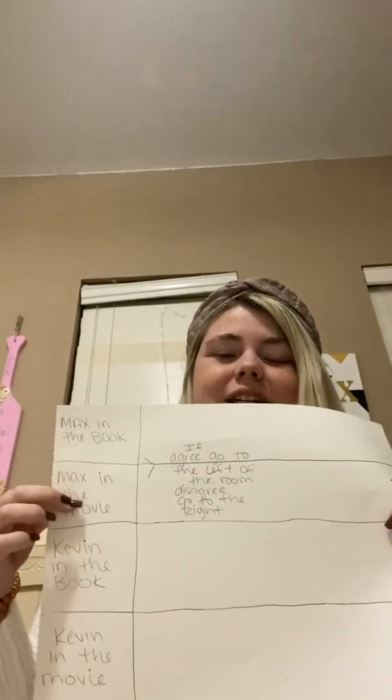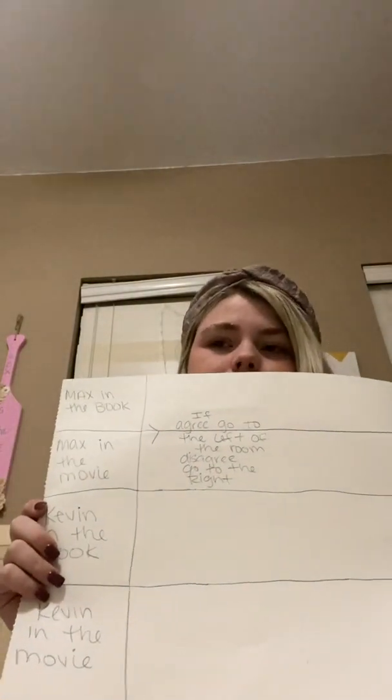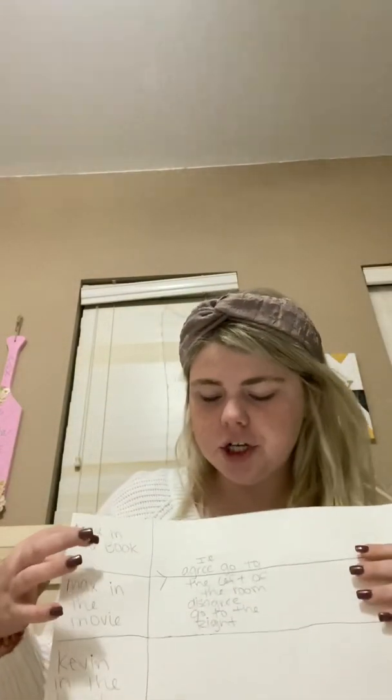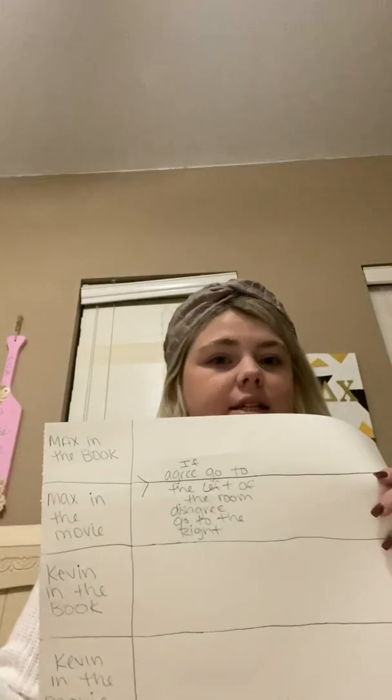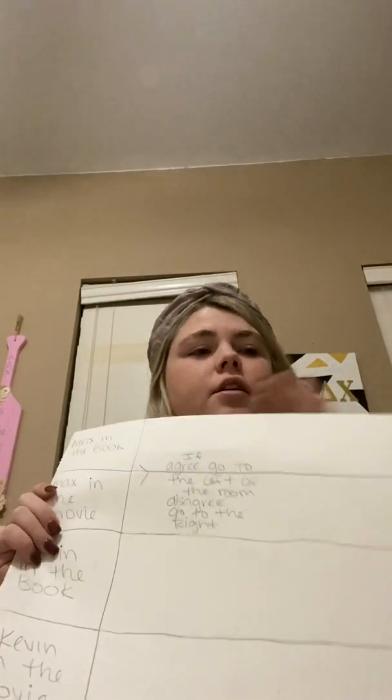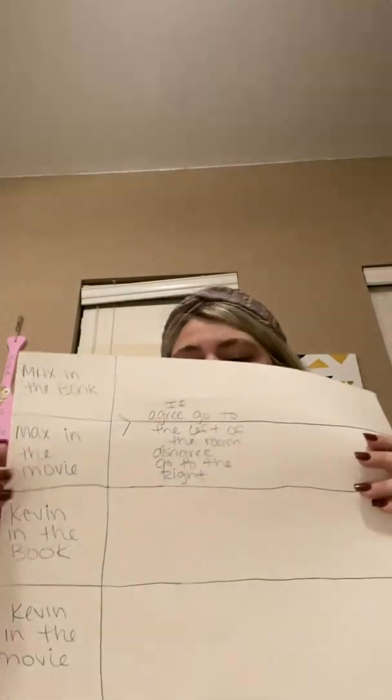And then the next one is character differences, like in the movie and the book. So this one would be a classroom all together. I would ask a question. In this instance, was Max the same in the book as in the movie? If they agree, they'll go to one side of the room. If they disagree, they'll go to the other side of the room.